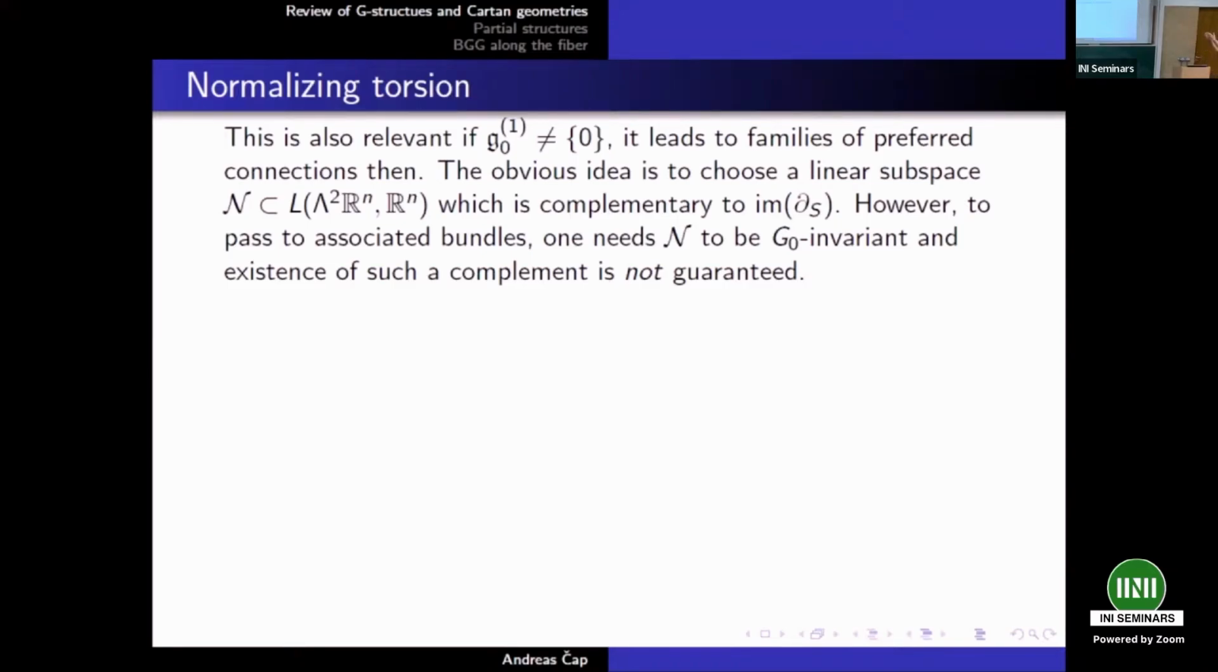However, while our things are pointwise, in order to be really able to go to associated bundles, you need a complement which is G0 invariant, and then you can really normalize. And actually here you meet a pretty non-trivial algebraic question, because existence of a G0 invariant complement is not guaranteed in general. And actually finding such complements is often the major difficulty in describing these geometric structures.